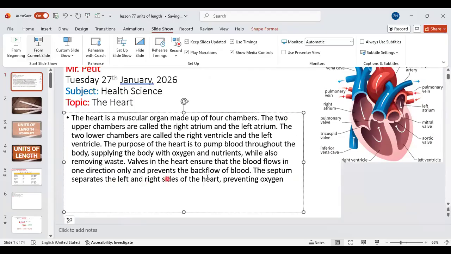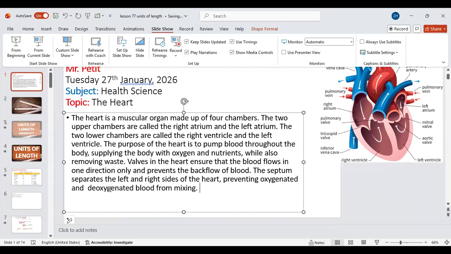The septum separates the left and right sides of the heart, preventing oxygenated and deoxygenated blood from mixing.